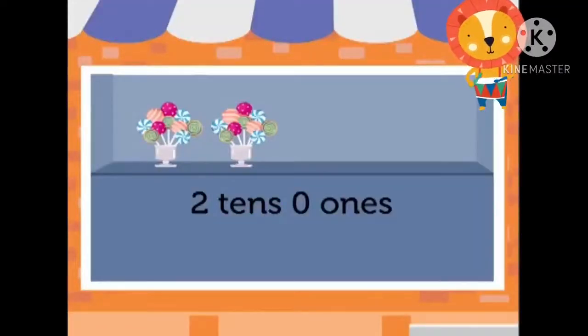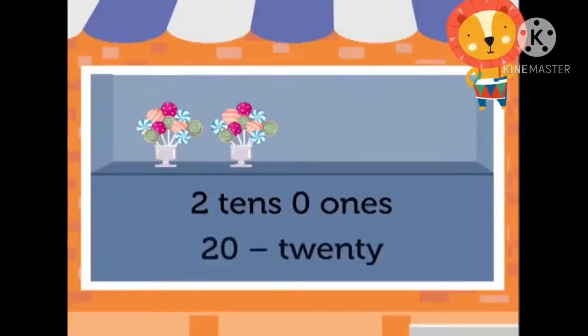Okay, children, we already know that one group of tens is one ten and two groups of tens make two tens. Similarly, here you can see two glasses of lollipops and each glass has 10 lollipops. That makes it two tens, so that makes 20 lollipops. Now we are going to see how we can count further from two tens. Do you want to do it with me? Okay, let's start.